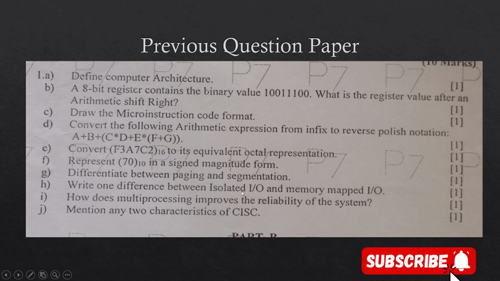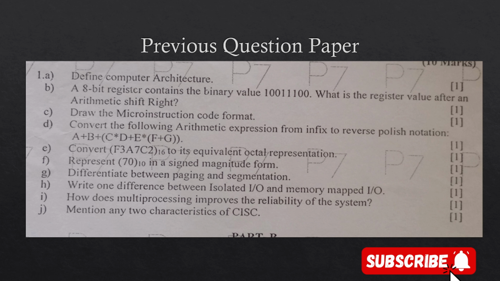Write one difference between isolated input output and memory mapped input output. So you can just simply tell what is the difference, that's it. So this is how it will look, guys. Focus on this, you'll get 4 to 5 marks easily, and then you can move to part B.